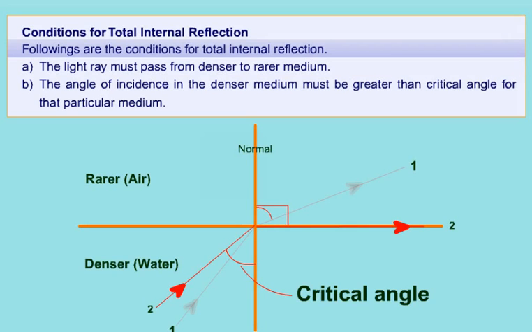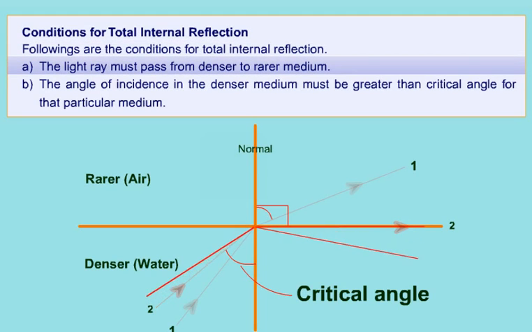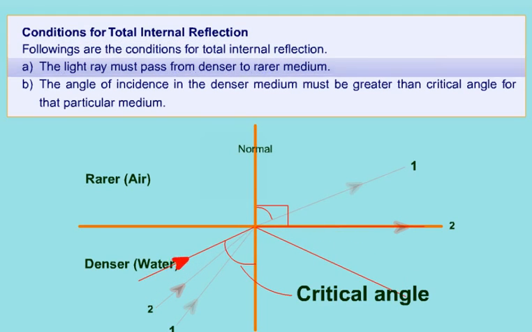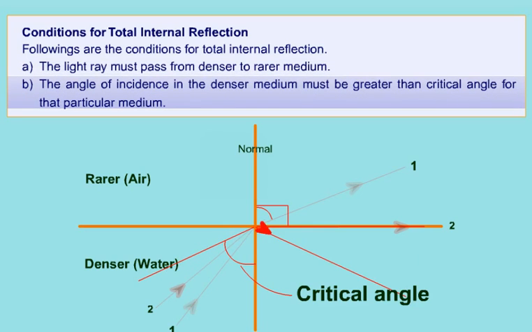Here are the conditions for total internal reflection. Students, for total internal reflection to occur, the light ray must pass from a denser to a rarer medium. The angle of incidence in the denser medium must be greater than the critical angle for that particular medium.